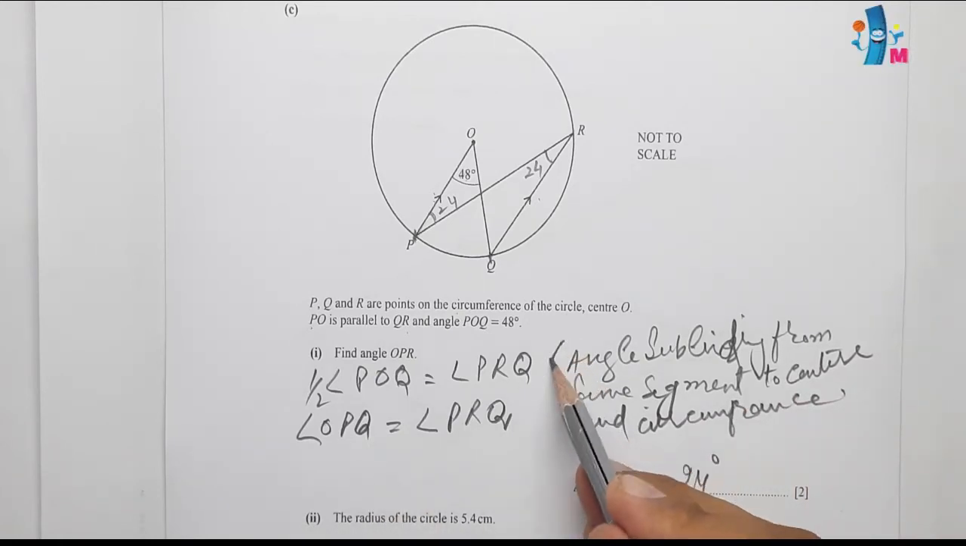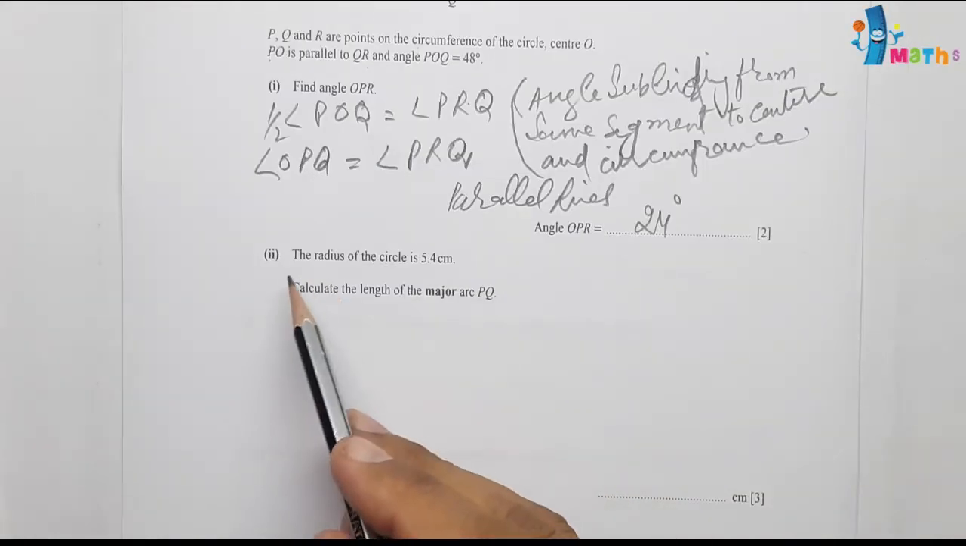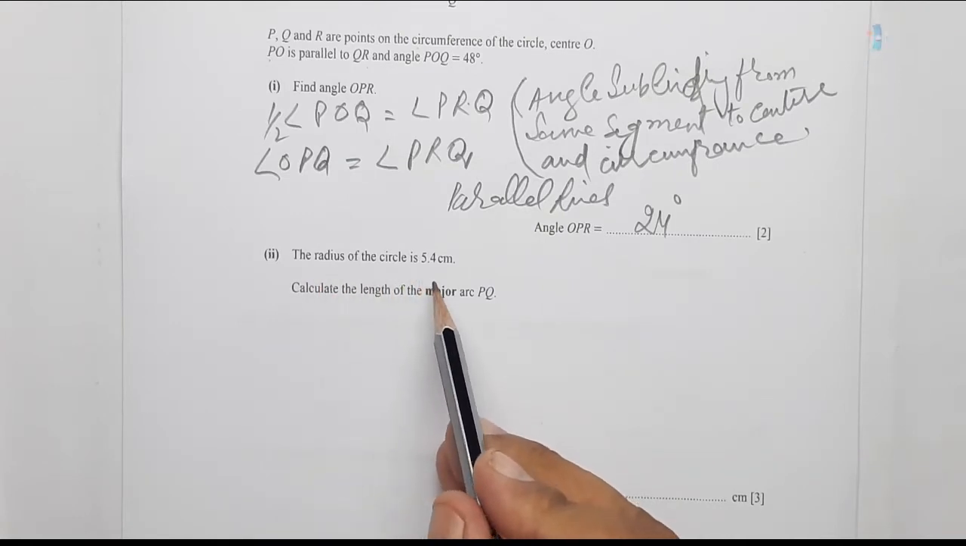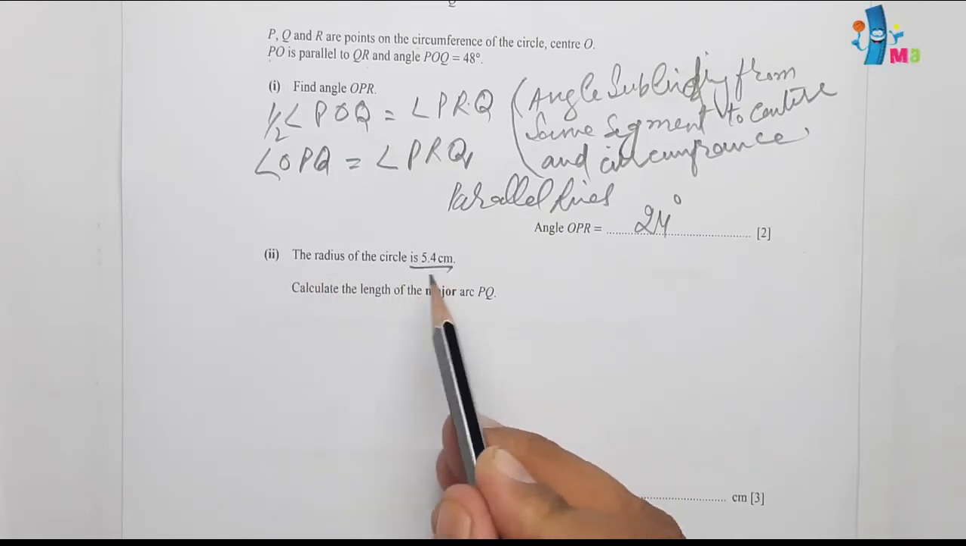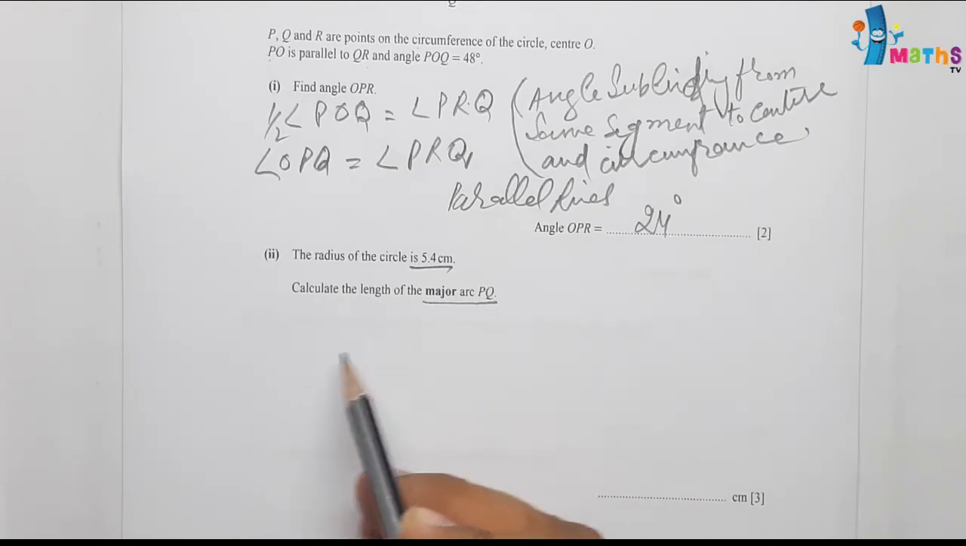And for this one, the reason you can write is angles of a parallel line, because parallel lines. Second part, the radius of the circle is 5.4 centimeter. It's given 5.4 centimeter. Calculate the length of the major arc PQ.